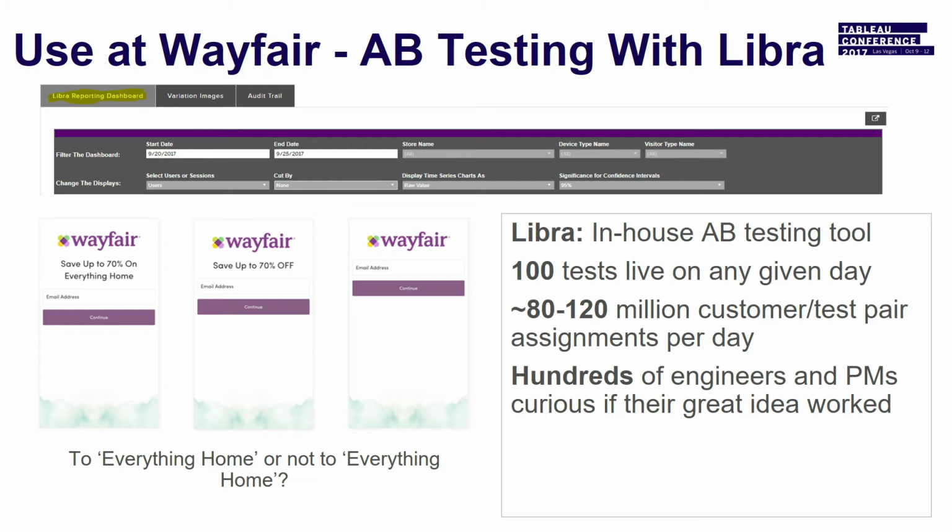So an example is just the classic: we're trying to collect someone's email. Is it helpful to have a call to action that says save up to 70% off? Or should we just have them put in their email? So naturally, when this tool was built, we said we need some reporting on it. We should build it in Tableau.